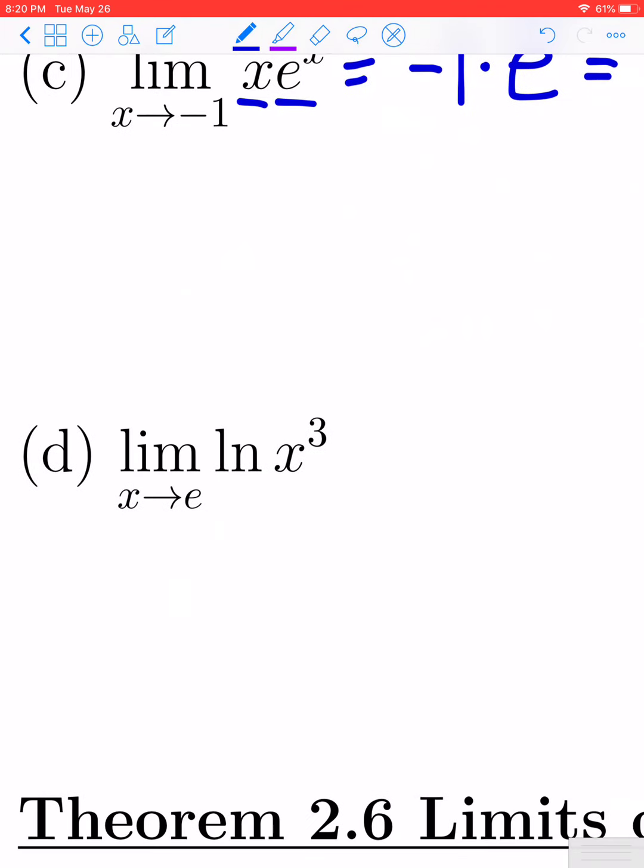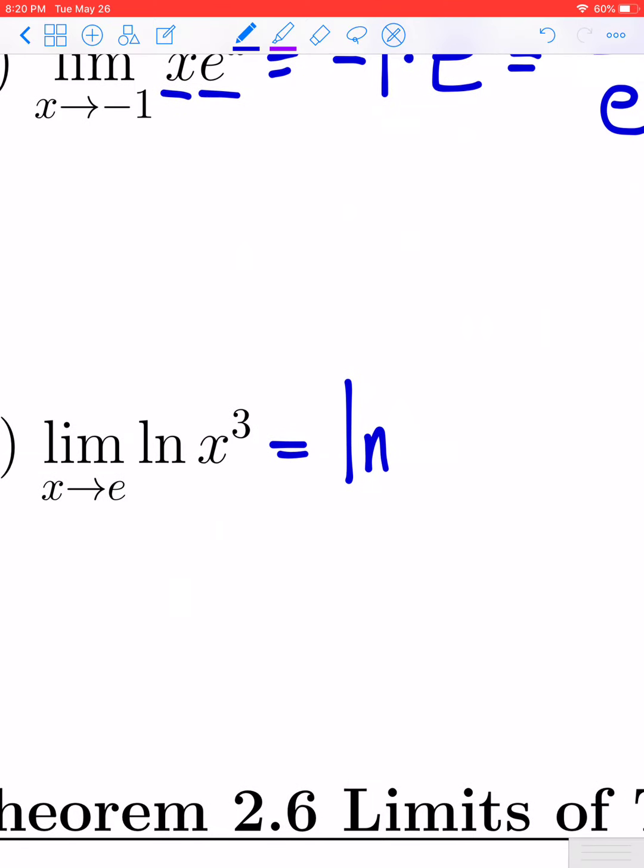We have one more. This is the limit as x approaches e of the ln of x cubed. X cubed is a well-defined function for all real numbers. The ln has domain x greater than 0, and because when x approaches e, x cubed will approach e cubed, which is greater than 0. Therefore, this composition will be well-defined, and its limit is going to be equal to the limit.